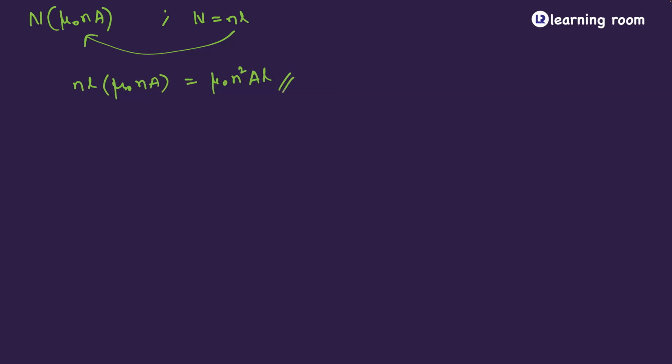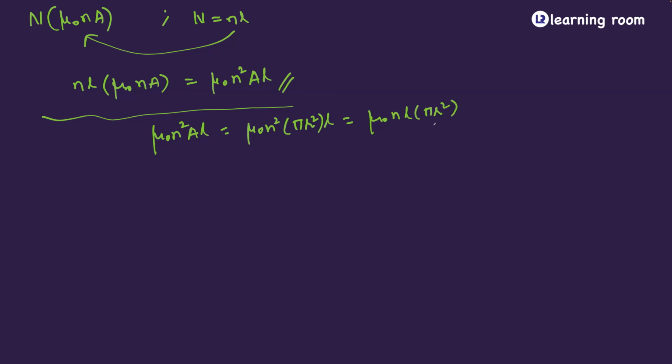And the third expression that we can write is, I leave mu naught N square A into L as it is. I'm not disturbing N, but I'm going to change the value of A as pi r square, because the cross section is going to be a circle, right? So it is going to be mu naught into N square into pi r square into L. So it will be mu naught N L into pi r square. So this is a third expression that I can write.